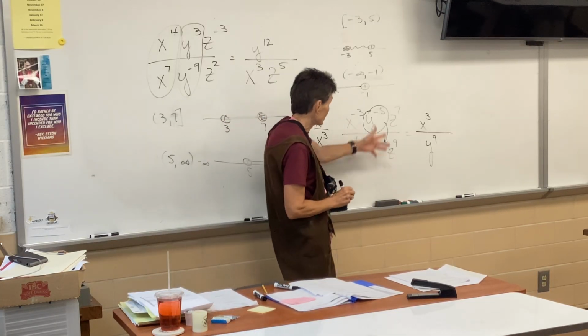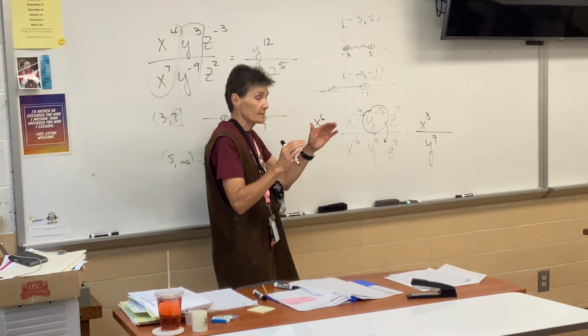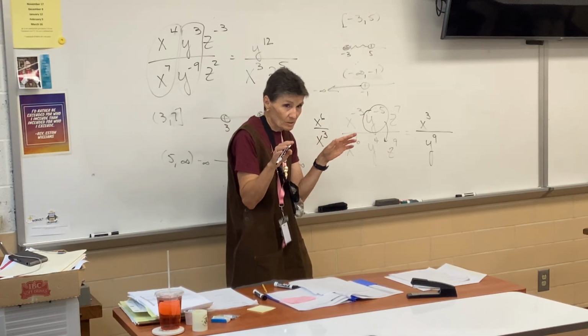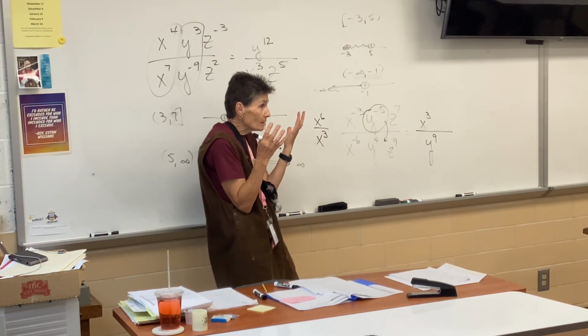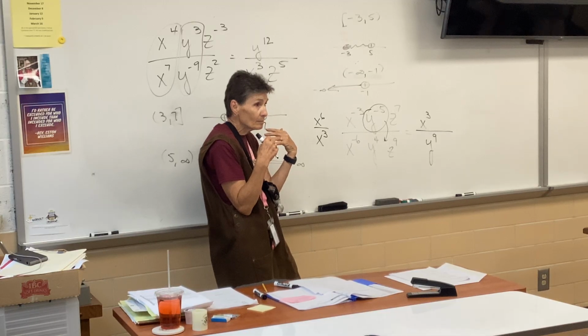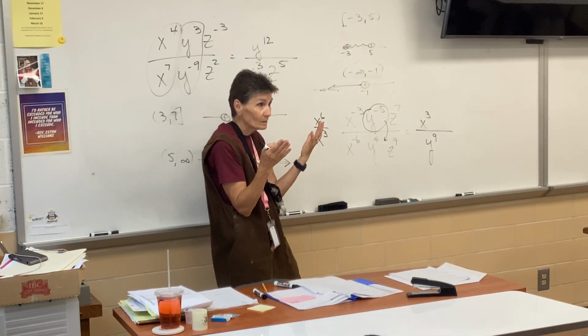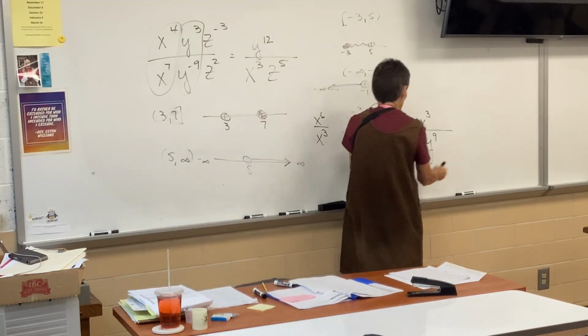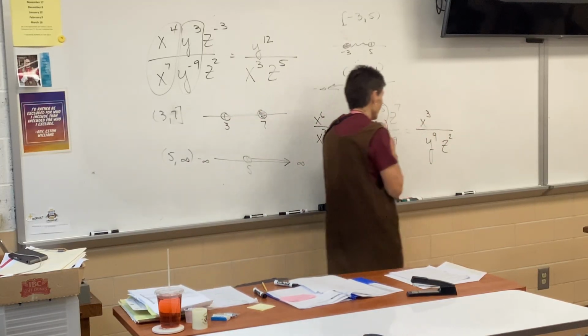And then what about our z's? Notice, nothing's moving, right? So I got 7 on the top, I got 9 on the bottom. Subtract. Who has more? The bottom. How many more? 2? Here we go.